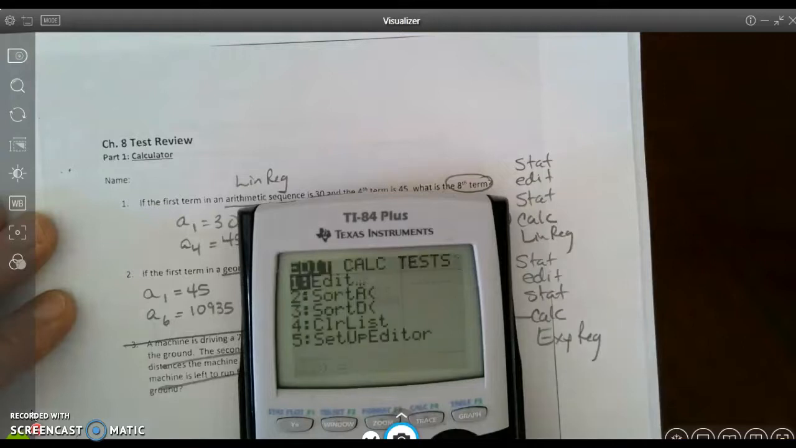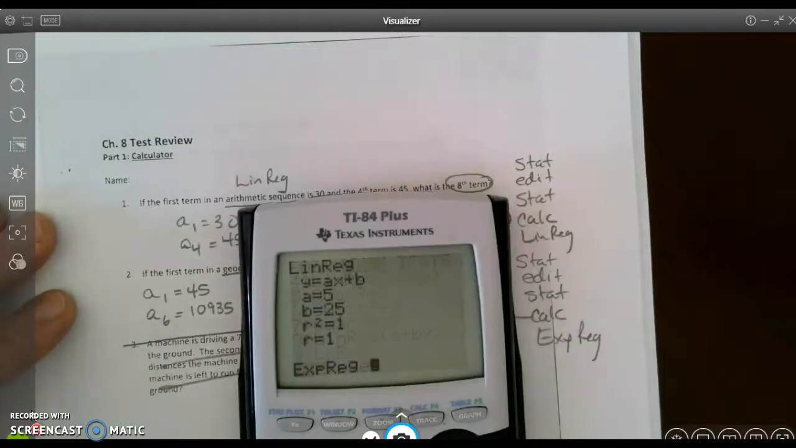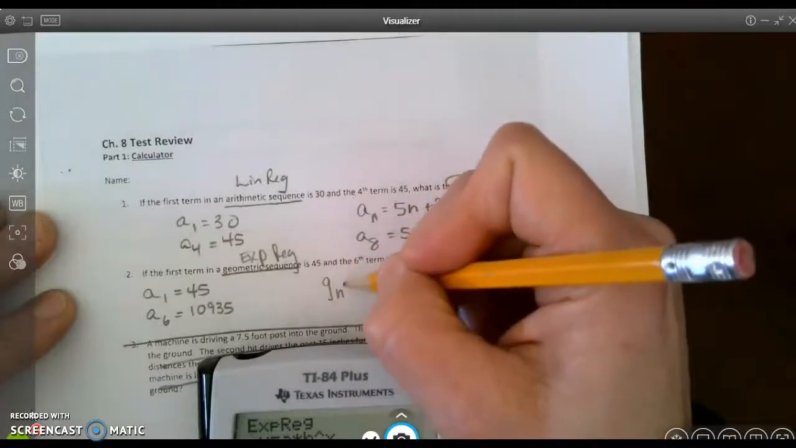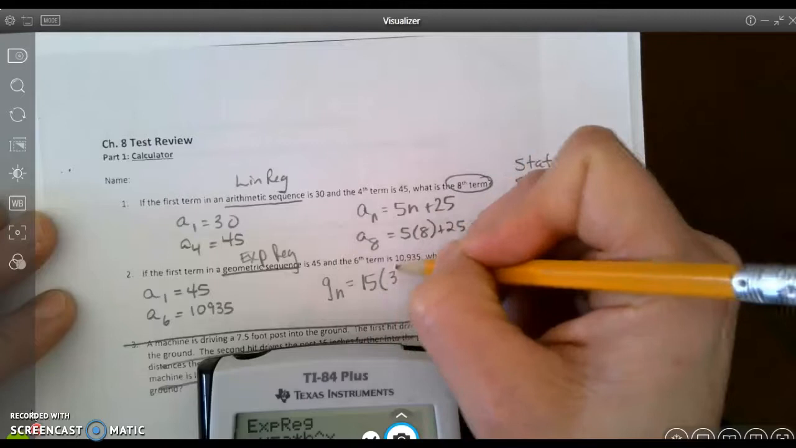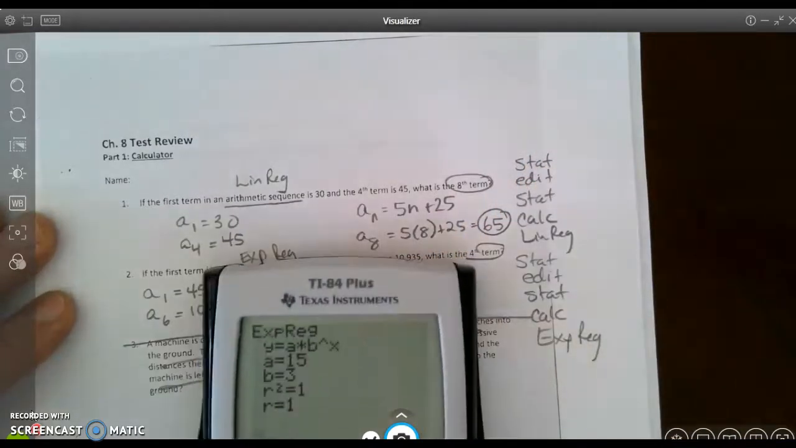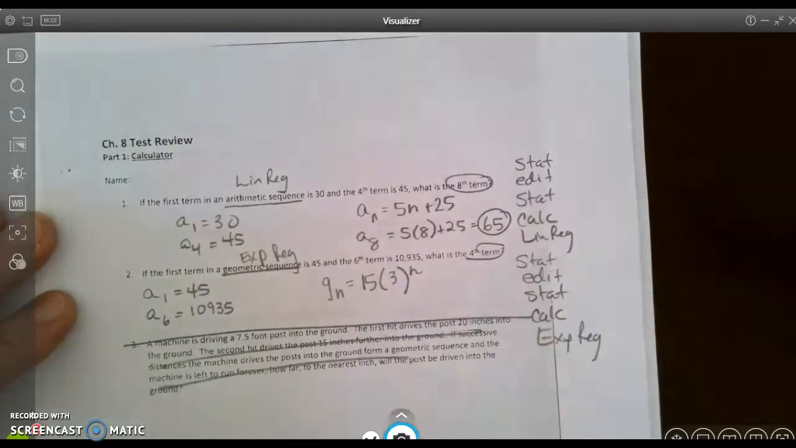So I'm going to go to Stat and Calc, Exponential Regression, and so I get g sub n equals 15 times 3 to the nth power. Okay. Because the 15 is the a, the 3 is the b, and I just used n rather than x.